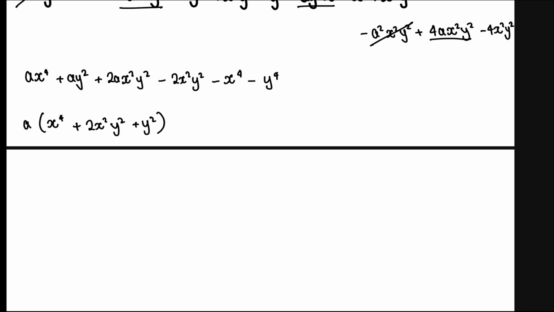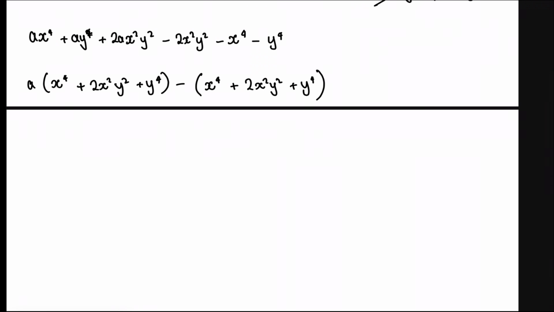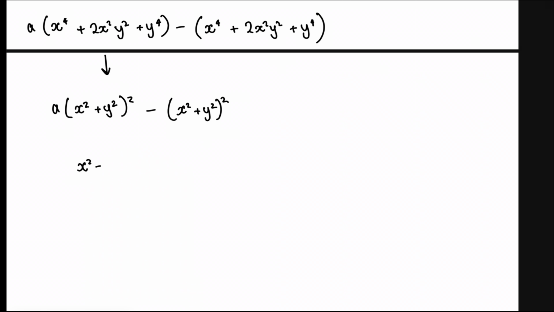So we're left with this, and this should be y to the power 4. And then if we just factorize out the negative sign from here, we are left with x to the power 4 plus 2x squared y squared plus y to the power 4. So now this can be factorized into (x squared plus y squared) all to the power of 2, and this can be factorized into (x squared plus y squared) all to the power of 2. So now if we factorize out (x squared plus y squared) all to the power of 2, we're just left behind with a minus 1. So that is our determinant.